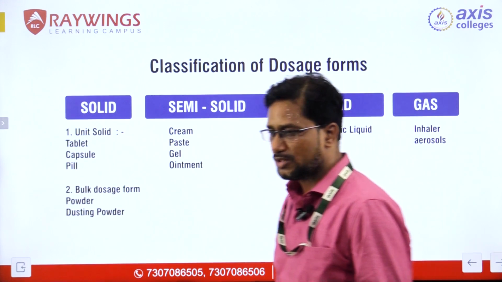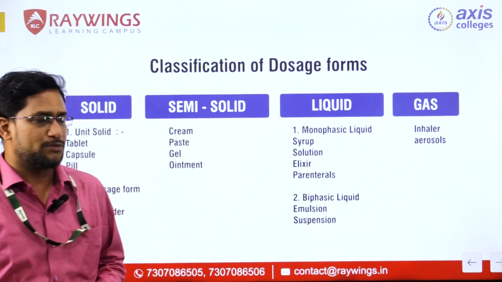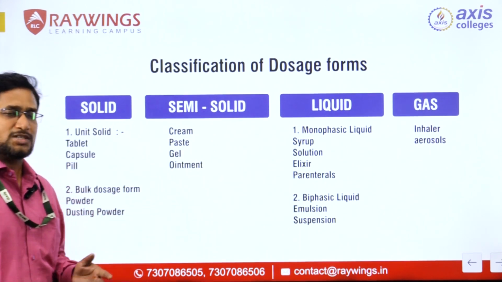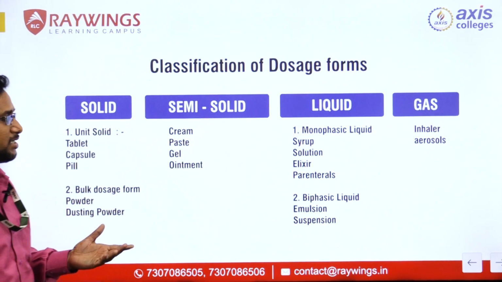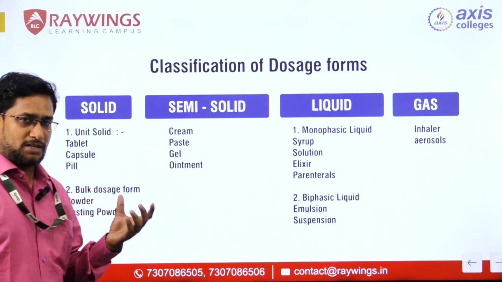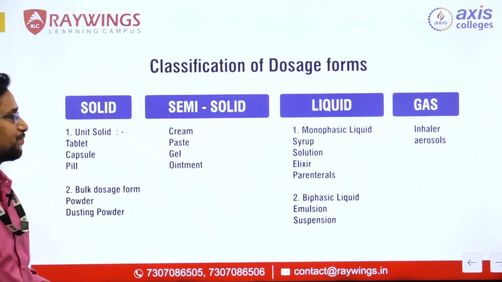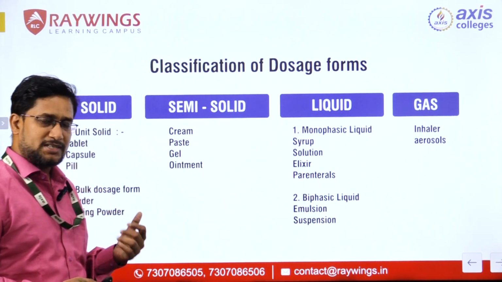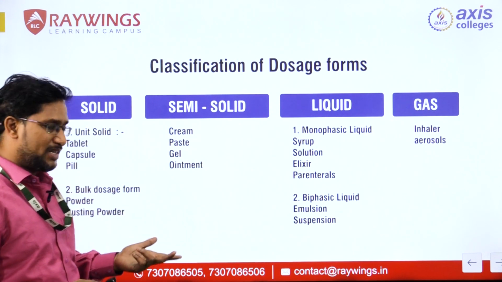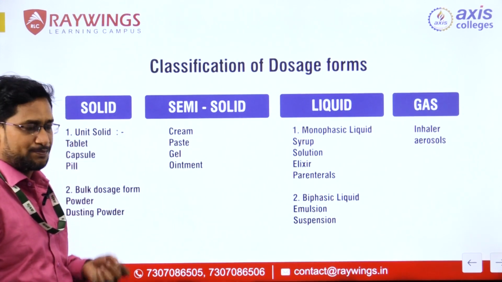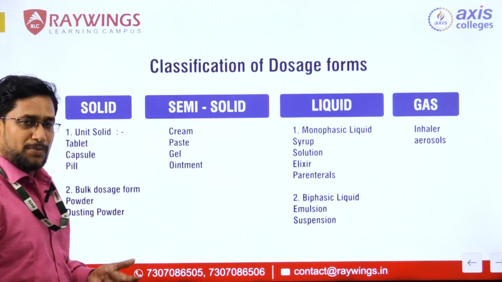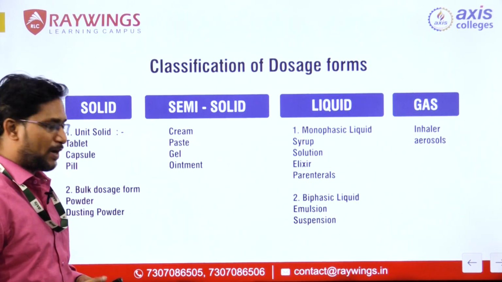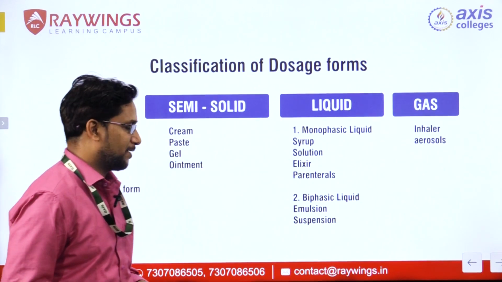The classification of dosage forms means we have four types of dosage form: solid, semi-solid, liquid and gas. Solid dosage forms have a particular shape and structure. The solid dosage forms include tablets, capsules, pills, etc. These are unit dosage forms, and there are bulk dosage forms also. Bulk dosage forms mean powders, dusting powders, absorbable powders, etc.